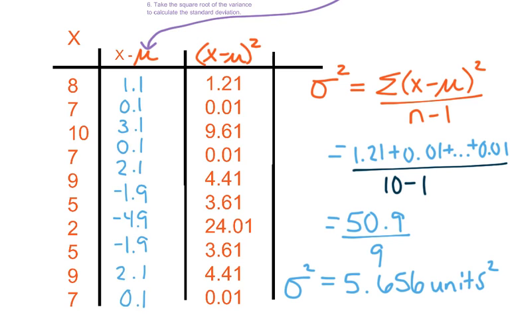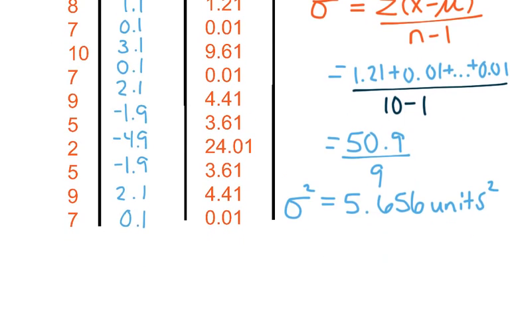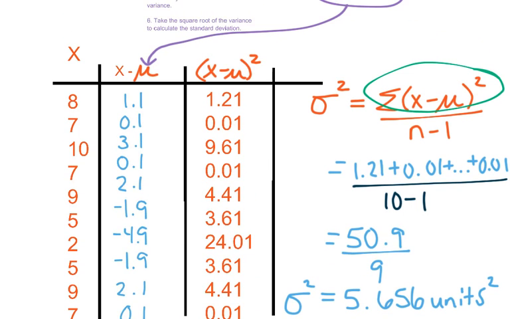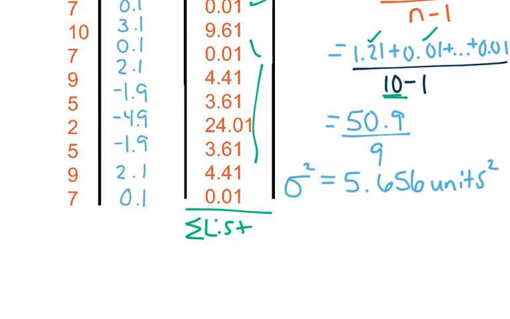To find the variance, we take the sum of squares. So the sum of this list is the sum of squares, which will give us this value up here. So I take 1.21, add it to 0.01, etc., all the way down into the last value, and I divide by the number of values in the list, which was 10 minus 1. So we have 50.9 divided by 9, which gives us 5.656 units squared. Again, this is giving us the variance.